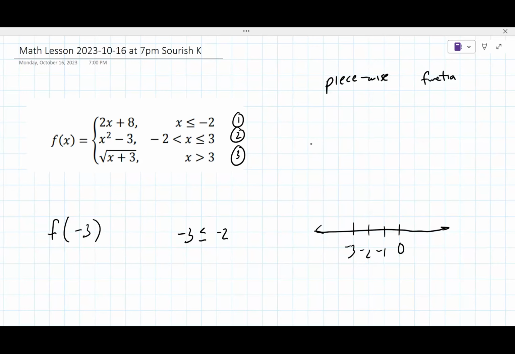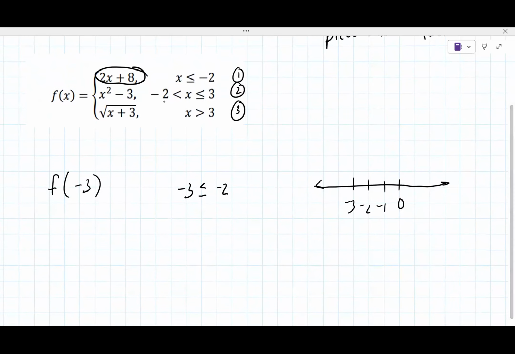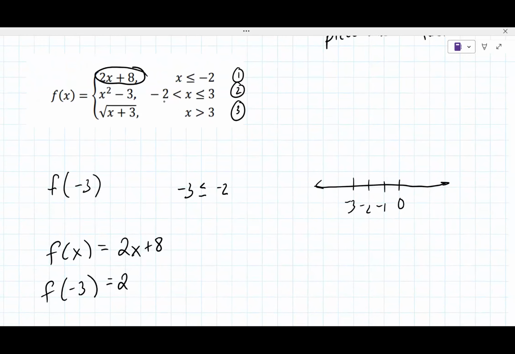I think that's a true. That's a true. It is true. So it's true, which means you're going to put the -3 into the first one. So you're going to put it into this first part or first piece right here. So f of x equals 2x plus 8. F of -3 equals 2 times -3 plus 8. Can you simplify that for us, please?